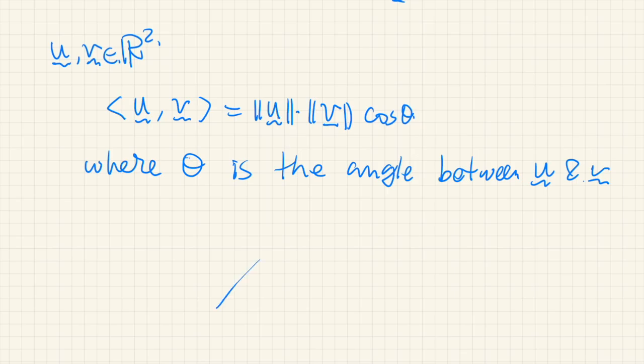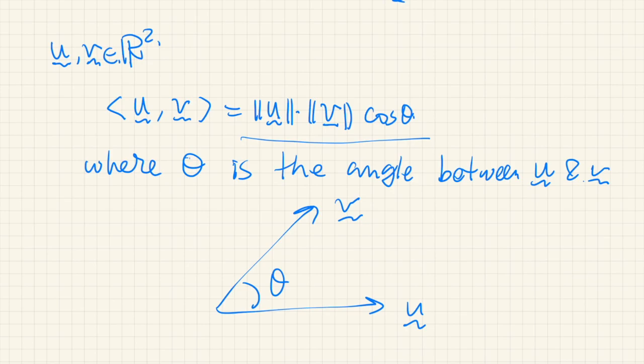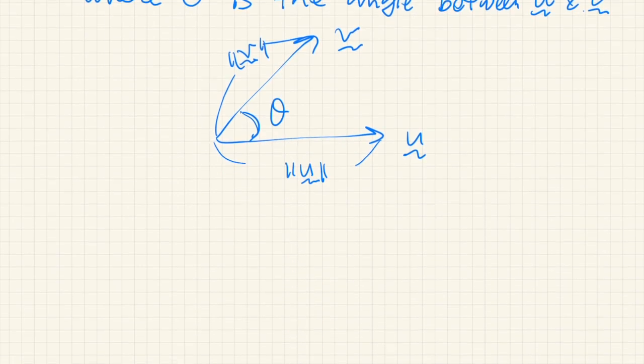That is, if we have 2 vectors, u and v, and the angle between them is theta, then their scalar product can be expressed as this. The product of the norm of u, this length, and the norm of v, this length, and the cosine theta, that is cosine of the angle between them. Okay, so let's prove this theorem.